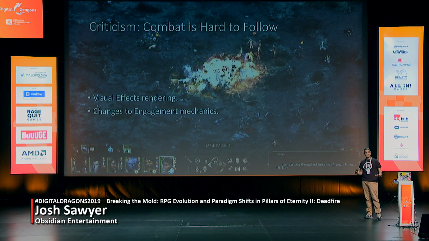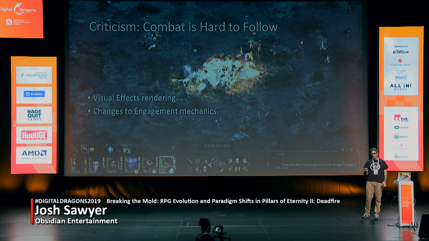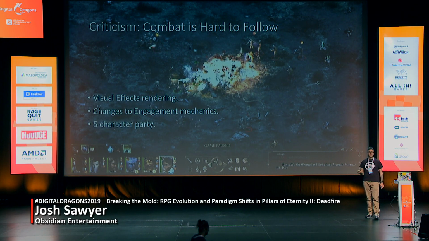We have a mechanic in the game called engagement. This is a crowd control mechanic that tanks can use to lock people down. It proved to be very noisy in the original game. You had a lot of UI feedback that was really confusing to a lot of people. So we made changes to how engagement worked to just reduce that overall clutter. It also helped to make the tank characters a little more distinctive from the non-tank characters. And then the most controversial thing that we did is we moved from a 6-character party to a 5-character party.